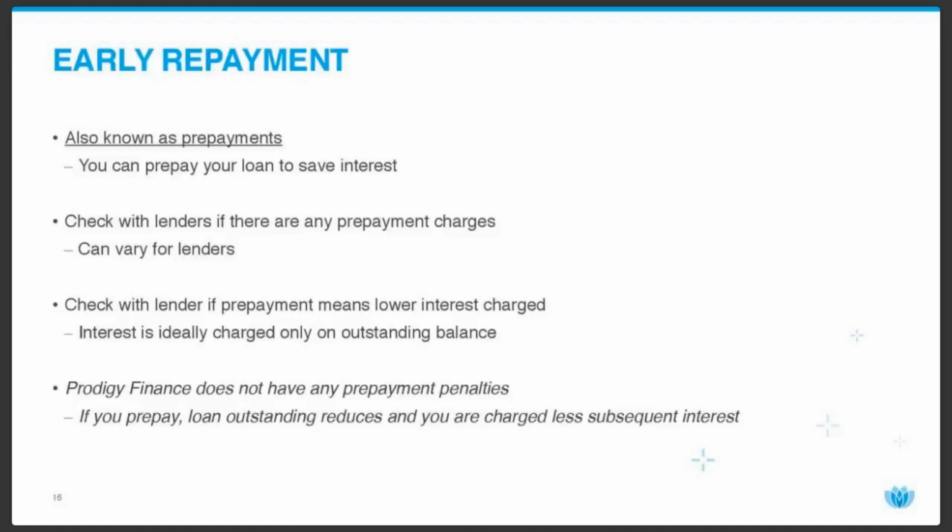Super, super important. Secondly, and more importantly, if you repay early, then your loan balance outstanding reduces, which means you will be charged less interest and subsequently you will save money. So if you prepay early, you can close out your loan super quick and you will save money.